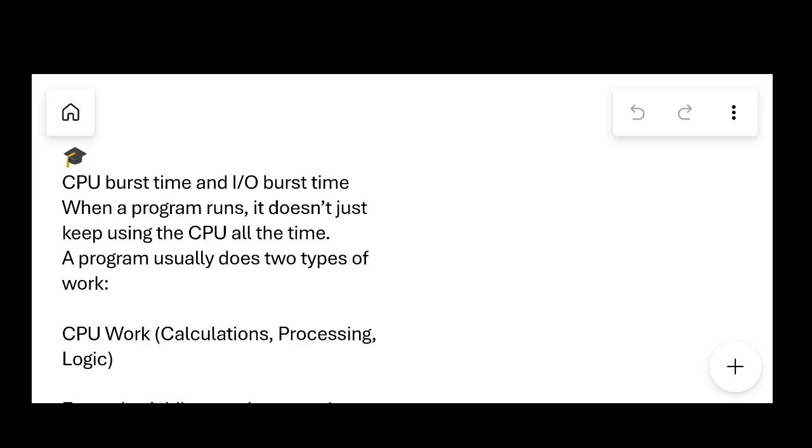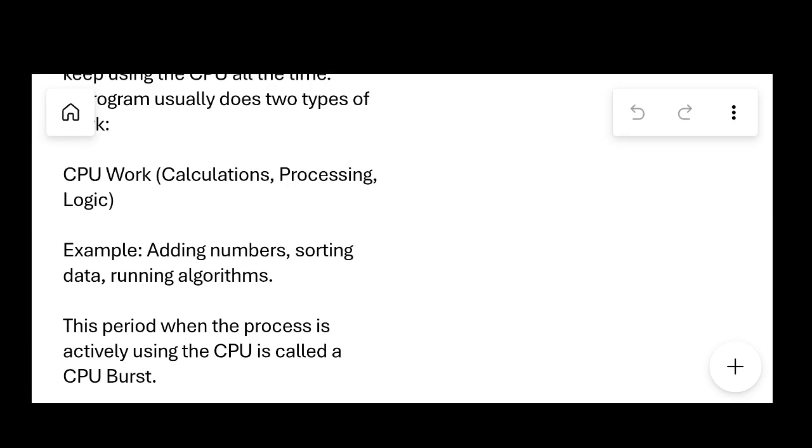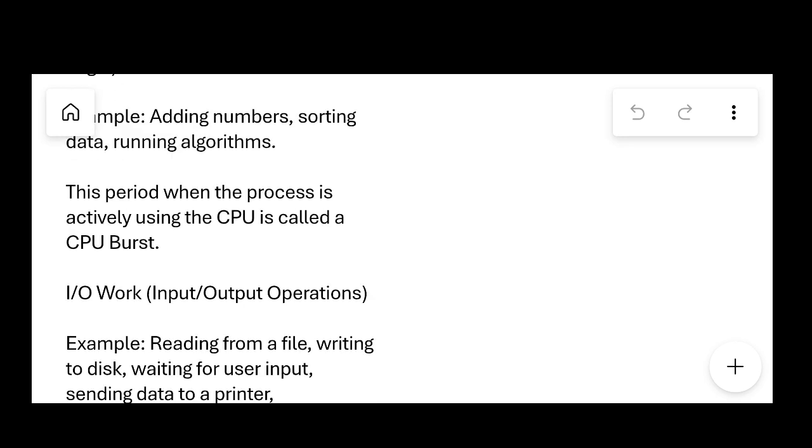So in today's video, we are going to understand CPU burst time and IO burst time in operating system. When a program runs, it doesn't just keep using the CPU all the time. A program usually does two types of work. First is CPU work: calculations, processing, logic. Example is adding numbers, sorting data, running algorithms. So this period when the process is actively using the CPU is called a CPU burst.